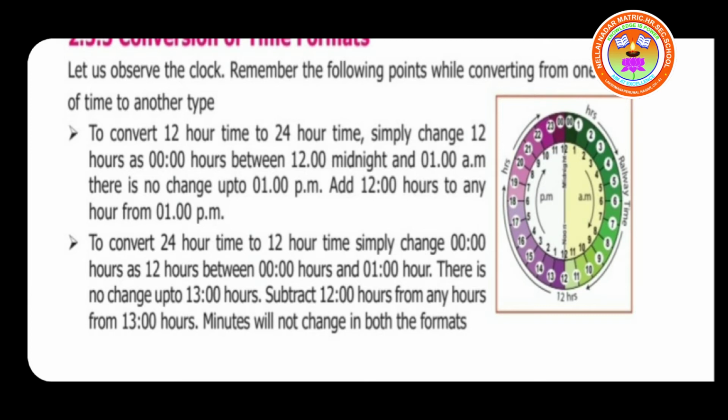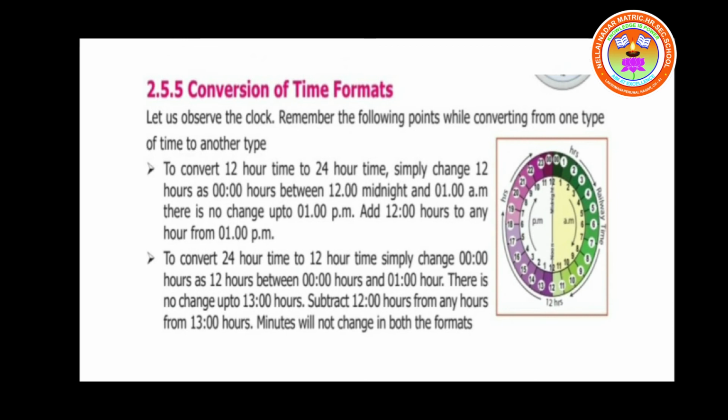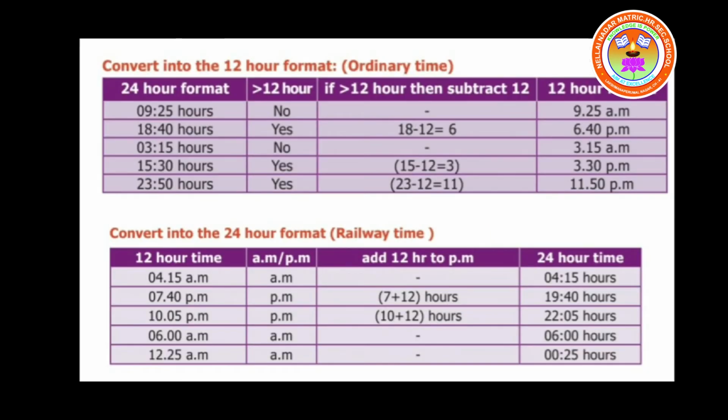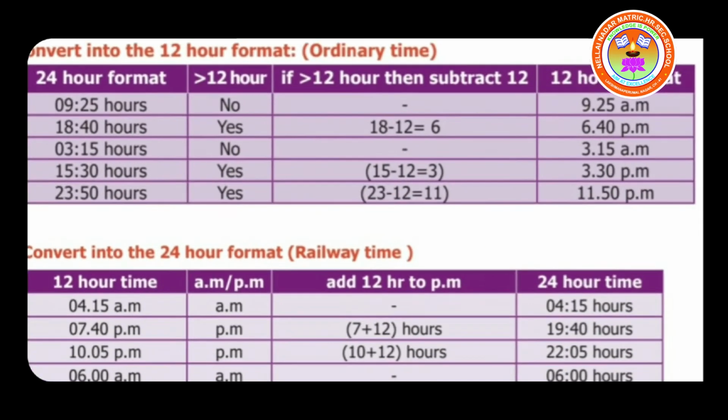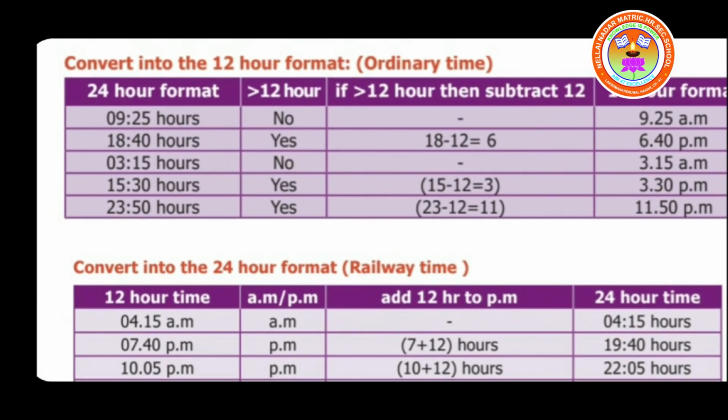From 13 hours, the minutes will not change in either format; only the hours will change. Okay, now let us move on to the table, how to convert it. See the first table, an ordinary time is given in 24-hour format. See, 9:24 is less than 12, so you need not convert anything; as it is, you can write 9:25 a.m.